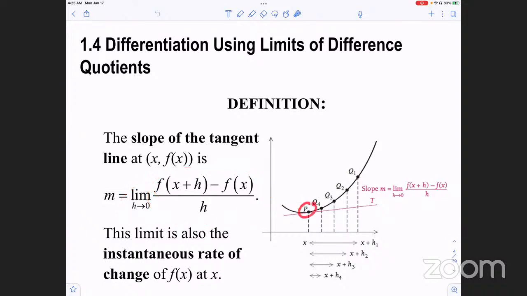So for instance, say we had some P and a Q, and Q was at x plus h, right? Then as that h gets smaller and smaller, this second point gets closer and closer to our first point. As long as h is greater than 0, we're talking about a secant line. But as h tends to 0 and that second point gets closer and closer to the first, we get a better and better approximation of the slope of a tangent line.